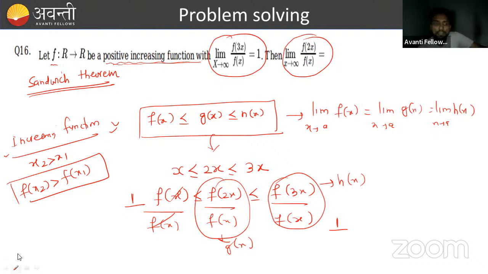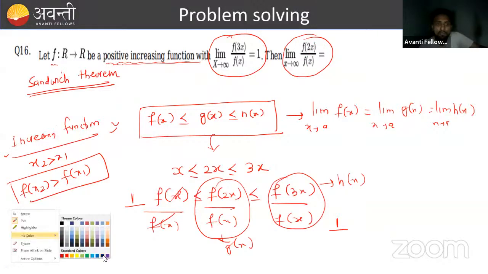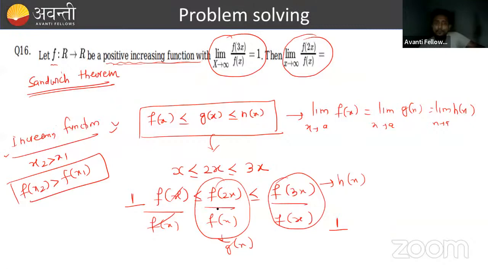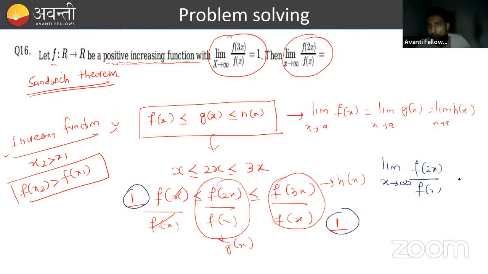So from here, if you compare, you will see that f(2x) divided by f(x) is making a sandwich between f(3x) by f(x) and f(x) by x. So here also the value is 1 and here also 1, and in between them this is making the sandwich. It means what? What will its value be? 1. So I can write like this: limit x tending to infinity, f(2x) divided by f(x) is also equal to 1, guys.